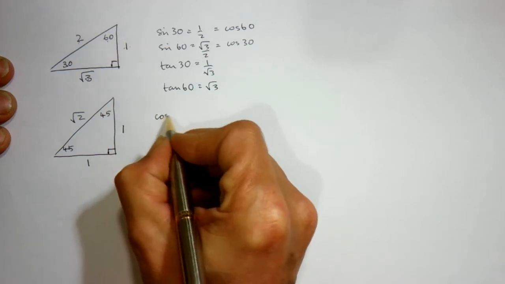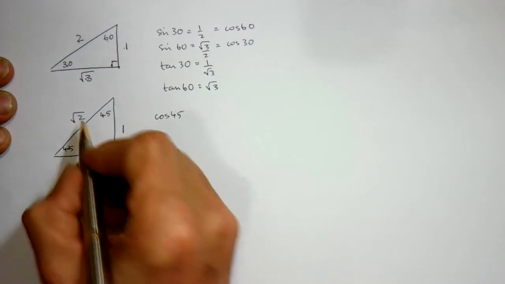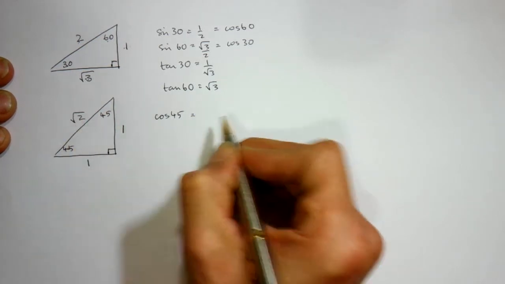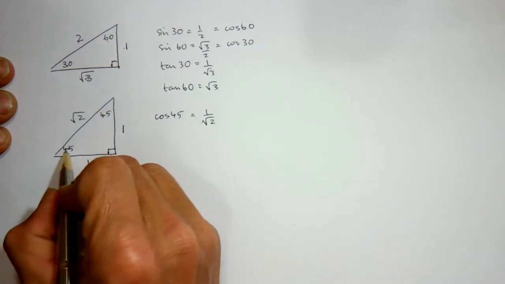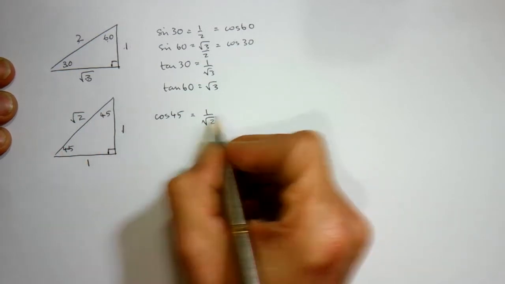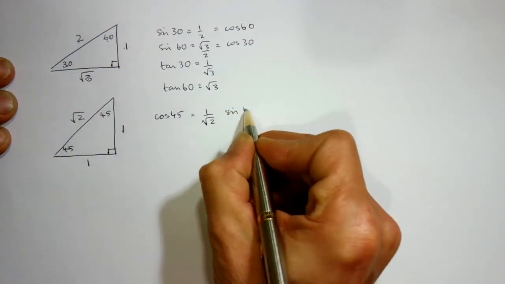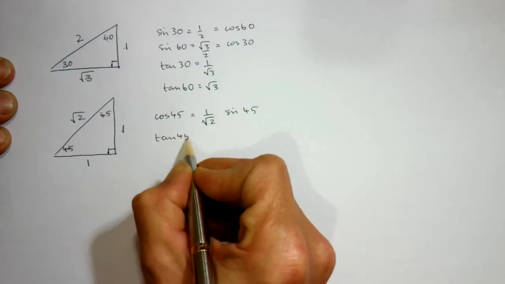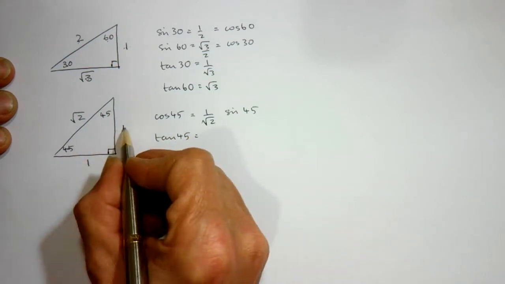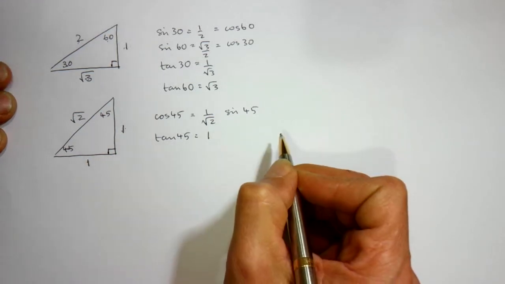So cos of 45, if we take that 45, adjacent is 1, hypotenuse is root 2. And there's a 45, opposite is 1 as well, divided by root 2, so sine of 45 is also 1 over root 2. And tan of 45 is the easy one, opposite over adjacent, 1 divided by 1 is 1.